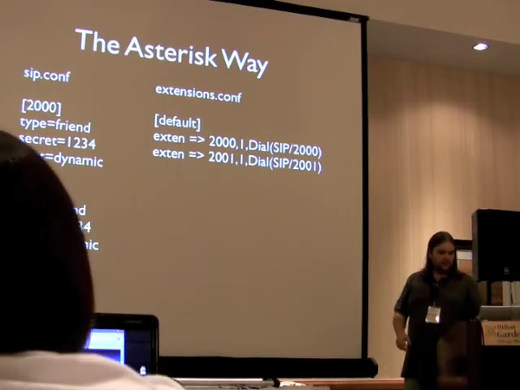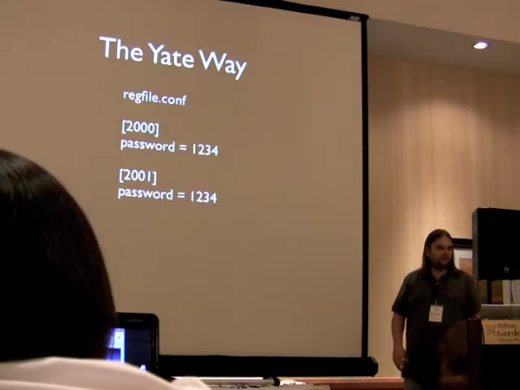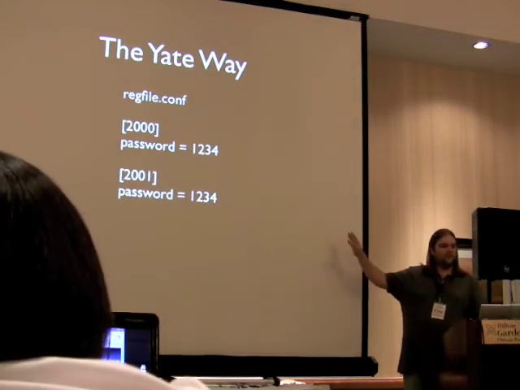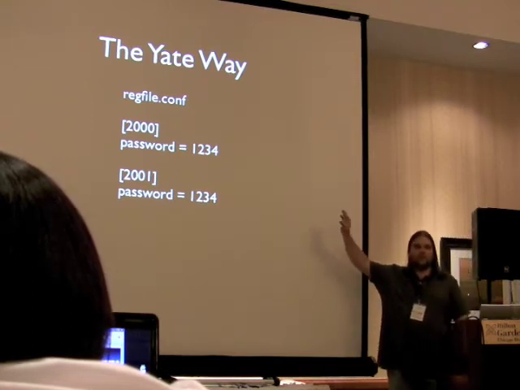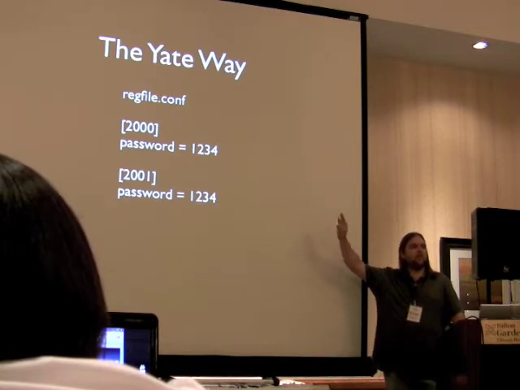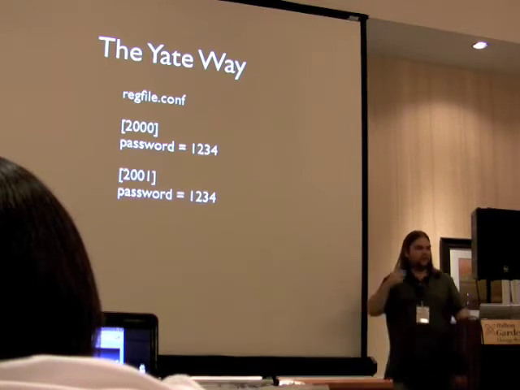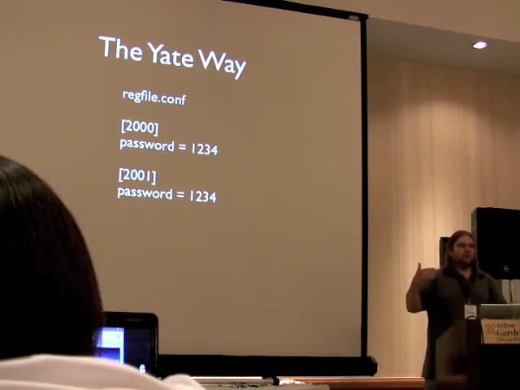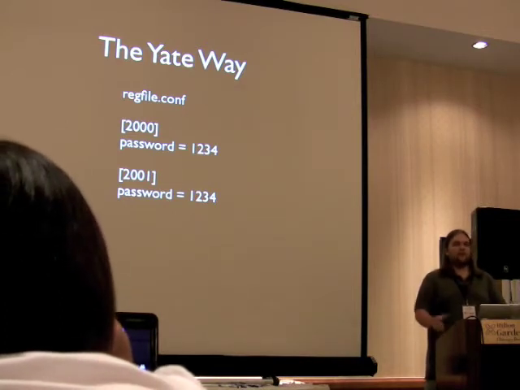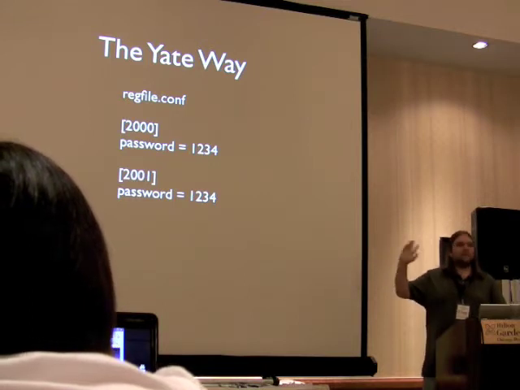That's the Asterisk way. The Yate way is a bit less complex. You just have one file, the regfile, and whenever you register a user in Yate, Yate already knows that you can call this user with his registration. So it has this sort of intelligence, and that's one of the parts where you have to, as an Asterisk user, step back and say, okay, how would I do it if I wouldn't know Asterisk? And that is the clear way how you do it, because that is the common sense way.